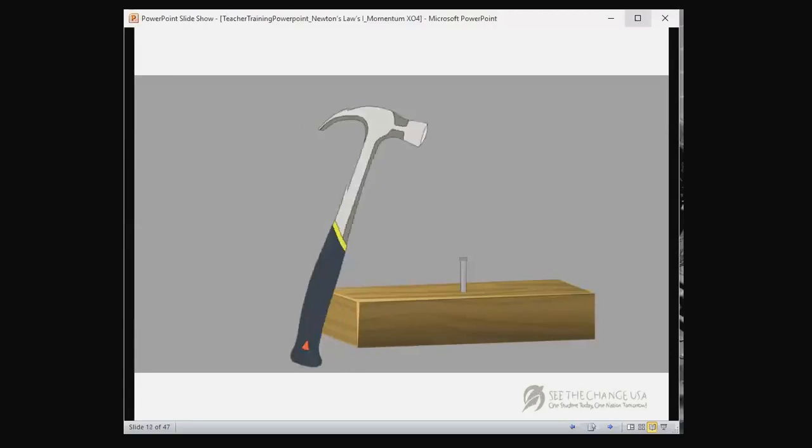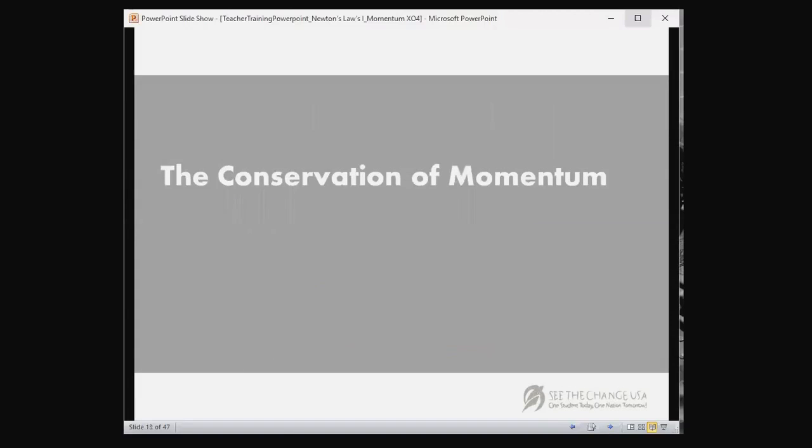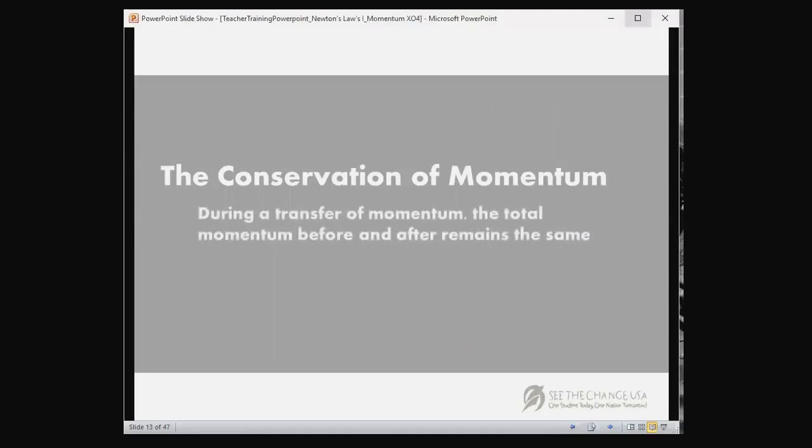So here's a hammer, and once it crashes down onto that nail, it transfers some of that momentum into the nail. And this is really where our focus is going to be. So all transfers of momentum must obey this conservation law, the conservation of momentum. Pretty much this law says that during a transfer of momentum, the total momentum before and after the transfer must remain the same. So there's one key term I want to focus your attention on, and that is total momentum.